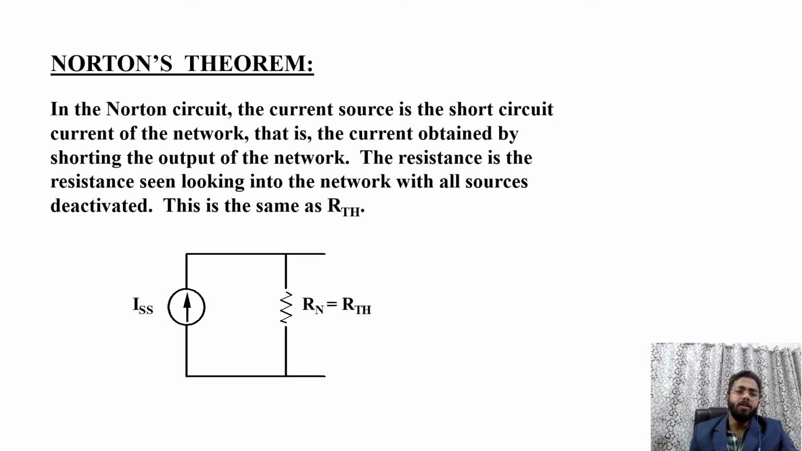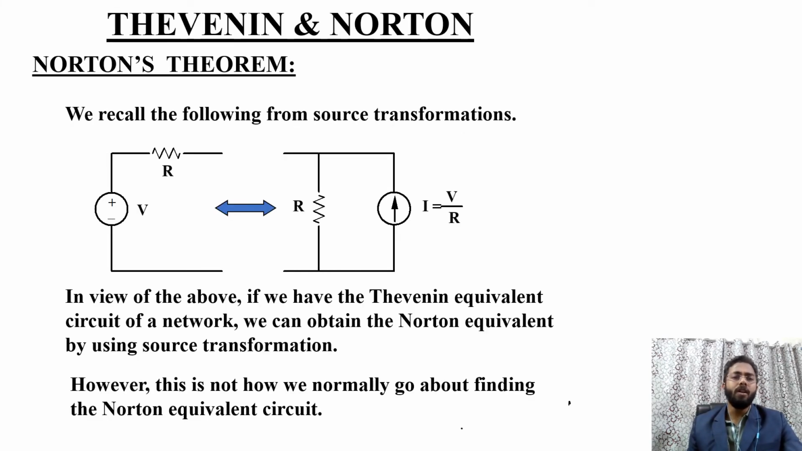Now in the Norton circuit, the current source is the short circuit current of the network, that is the current obtained by shorting the output of the network, and this resistance is the resistance seen looking into the network with all sources deactivated, and this is same as the RTH. Here the RTH we can calculate as we already did in Thevenin's theorem, but ISC or Norton current, we can calculate by shorting the output load terminal, and calculating the short circuit current across the shorted terminal. Here we can apply mesh analysis, or KVL, KCL, everything we can apply to calculate.